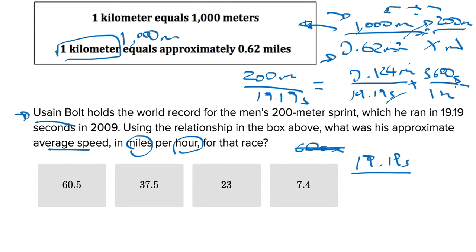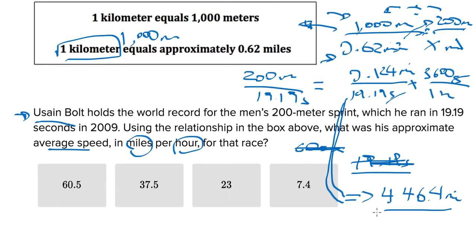So we can cross out the seconds part here and then just multiply across. Sorry about this, I'm just going to continue this part down here because I'm running out of space up top. And that's going to give us something like 446.4 miles over 19.19 hours now.